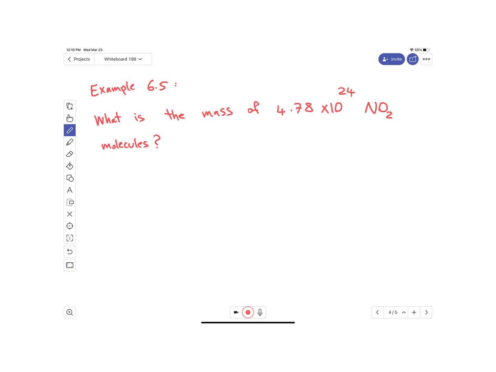Okay, so the question asks, what is the mass of 4.78 multiplied by 10 to the power of 24 NO2 molecules? First of all, you should be able to name this compound, and then you should be able to identify, is it ionic or molecular? Can anyone tell me in the audience what is this compound? Is it molecular or ionic? Why? Molecular, exactly. Why? Exactly, 2 nonmetals.